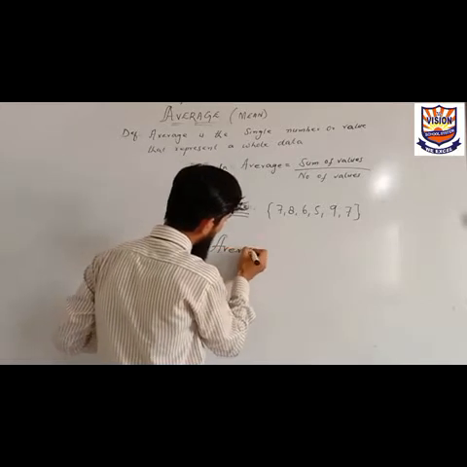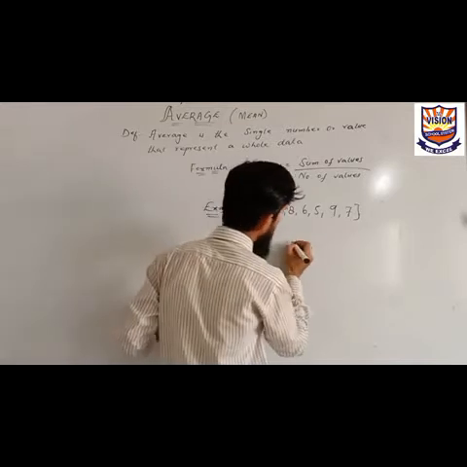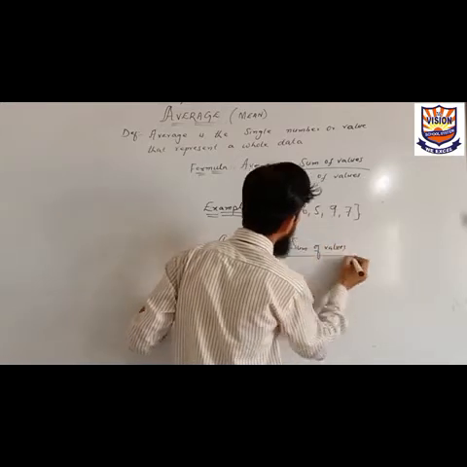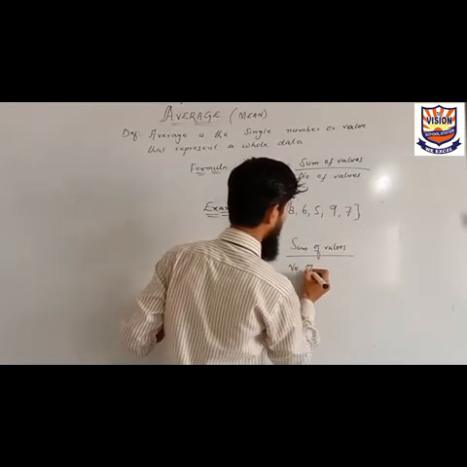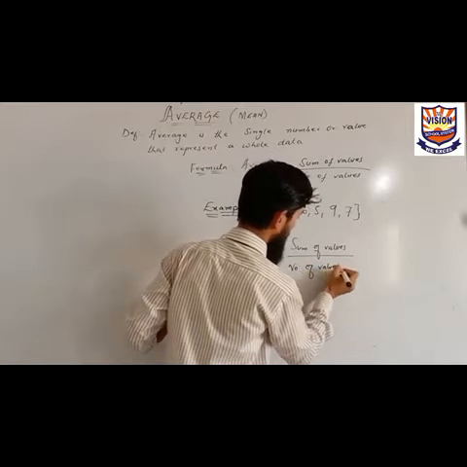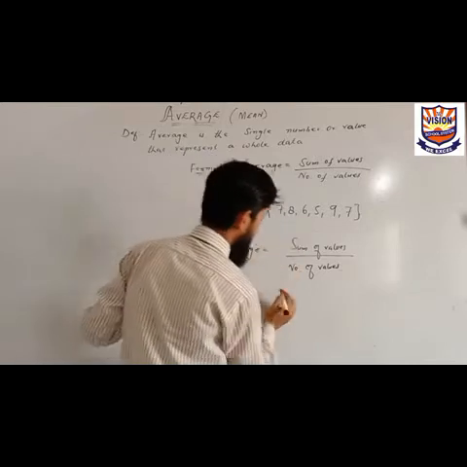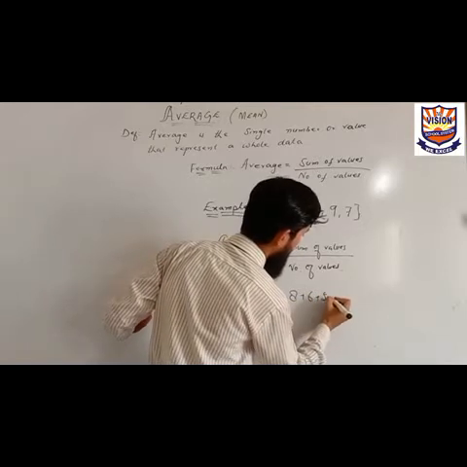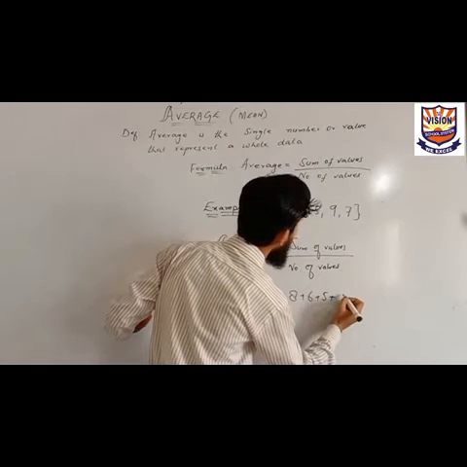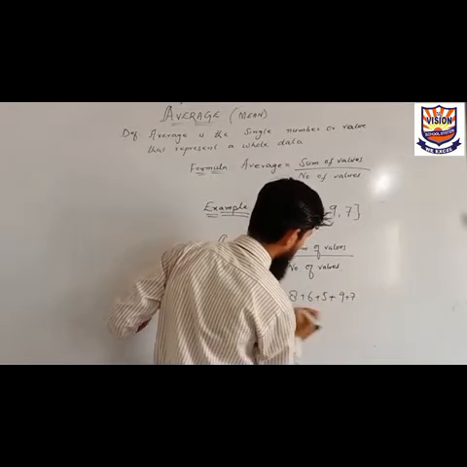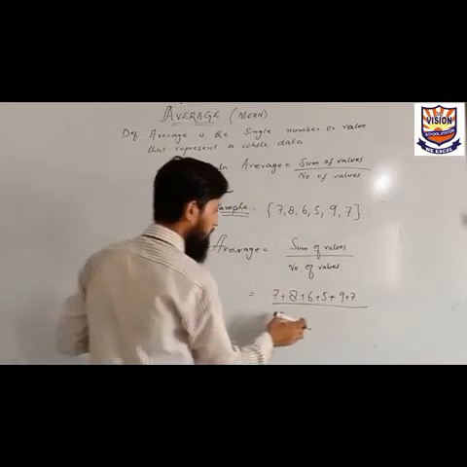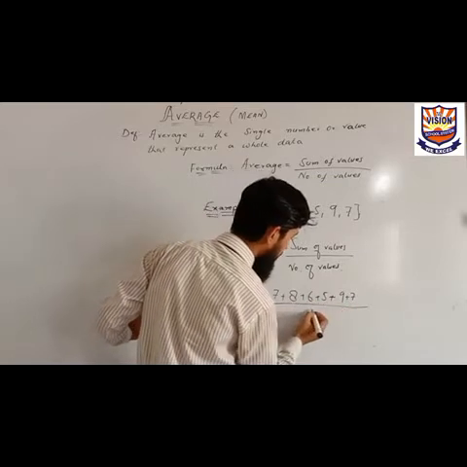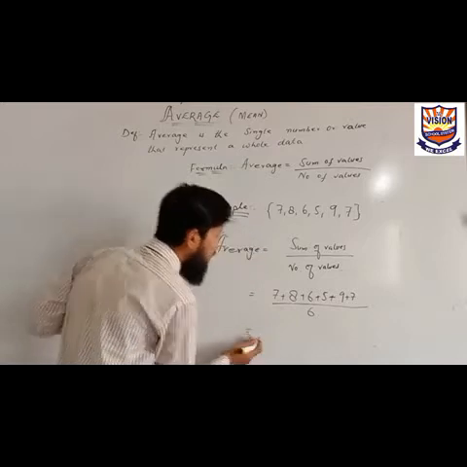Average is equal to sum of values over number of values. 7 plus 8 plus 6 plus 5 plus 9 plus 7. So how many values are there? There are 1, 2, 3, 4, 5, 6. 6 values are there. So take the sum of these values.